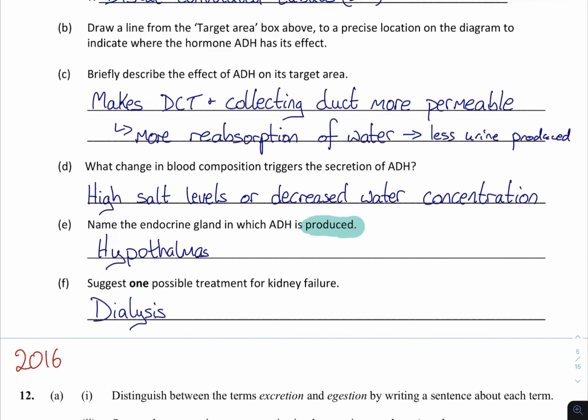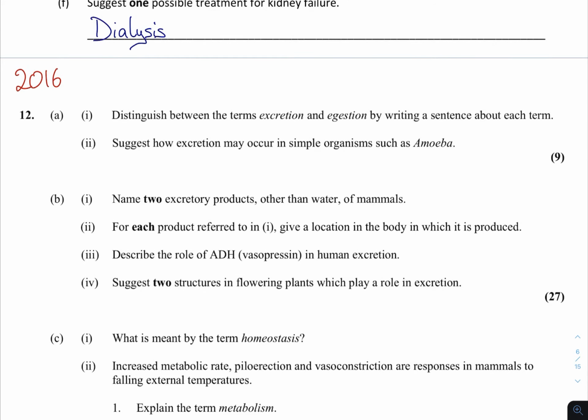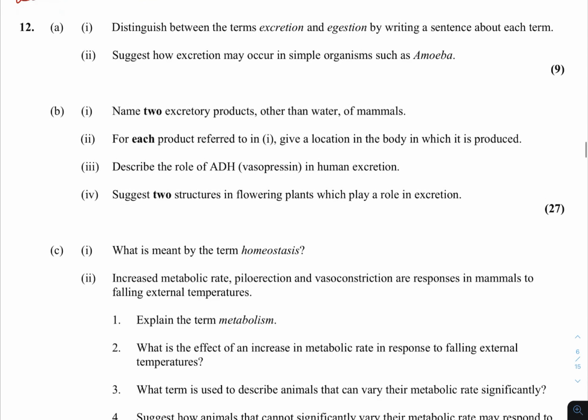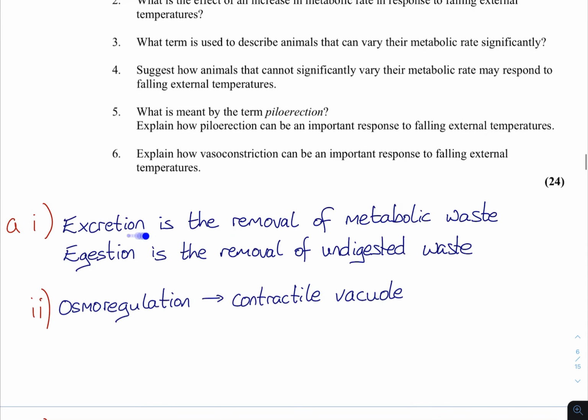Okay, moving on. You're going to see that a lot of the questions from now on are very repetitive, so we'll fly through them. 2016 question 12, you had a full question there on homeostasis and excretion. So part I, distinguish between the terms excretion and egestion, so you just define both of them, and suggest how excretion occurs in a simple organism, a unicellular organism, the amoeba. So excretion is the removal of metabolic waste.